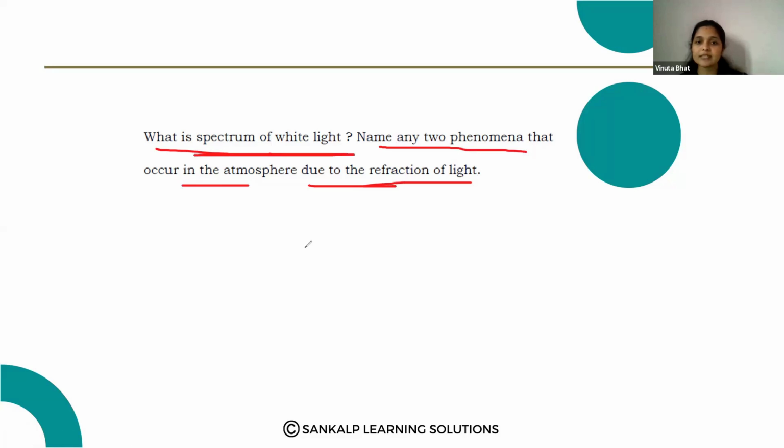that is twinkling of the stars and the sunrise which appears 2 minutes before actual sunrise. These are some of the phenomena. So that is due to the refraction. Please note down this question.